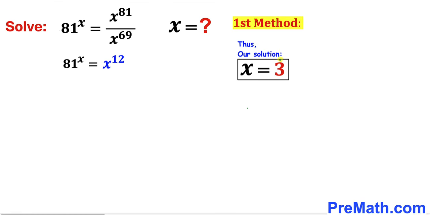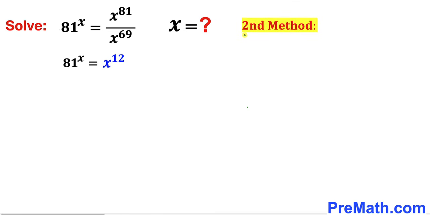Thus our solution x turns out to be equal to 3 by using the very first method. Now let me share with you the second method as well to solve for x. This time we are going to be using the logarithmic rules. So I'm going to put log on the left hand side, and likewise the common log on the right hand side as well. Now let's recall the logarithmic power rule.